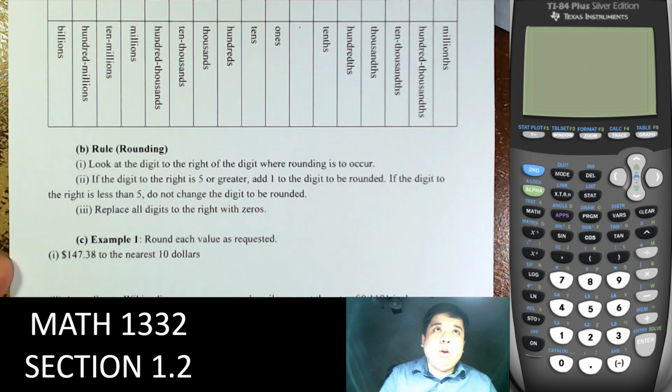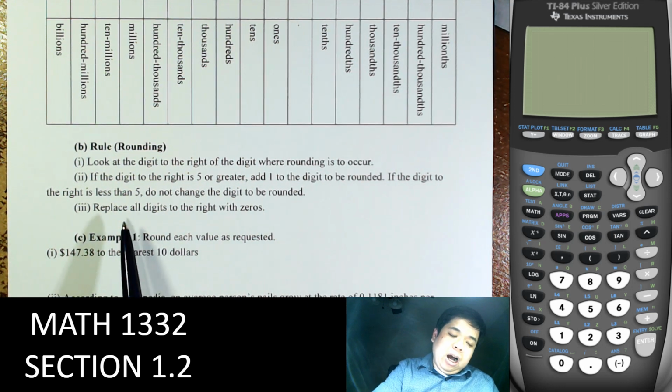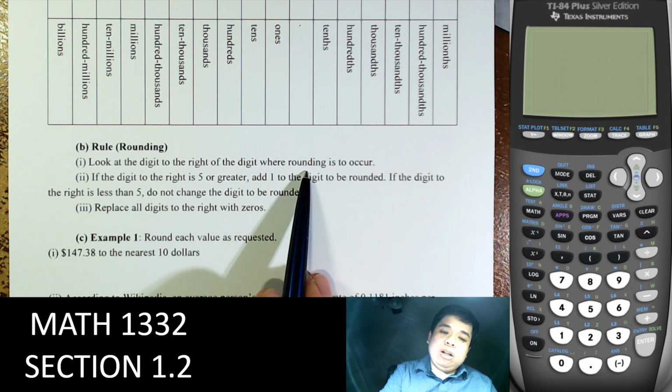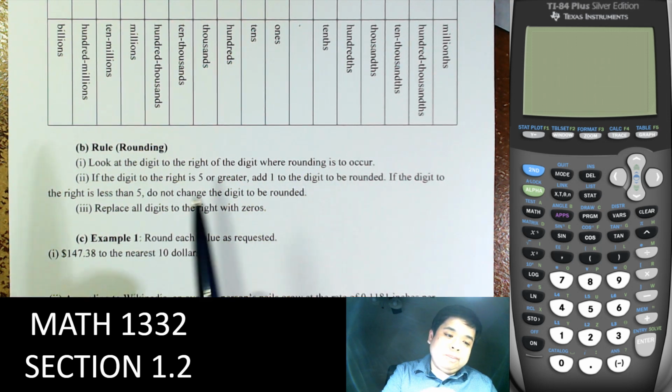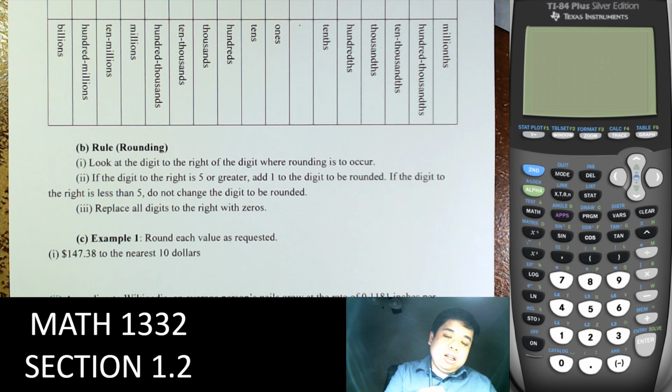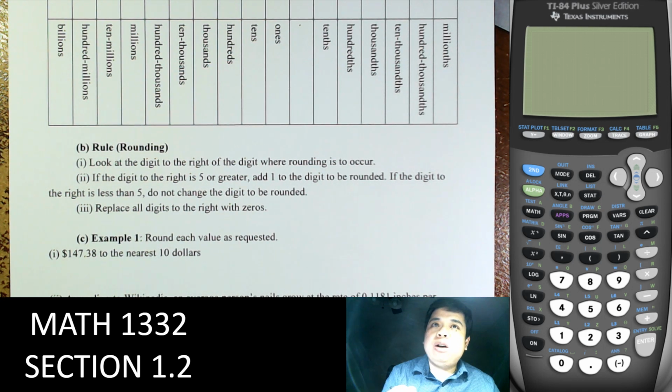The rule of rounding: we look at the digit on the right of the digit where the rounding is to occur. If it is 5 or more, we round up to the next digit. If it is below 5, we don't round up; we just keep that digit and everything on the right goes to 0. So let's see.